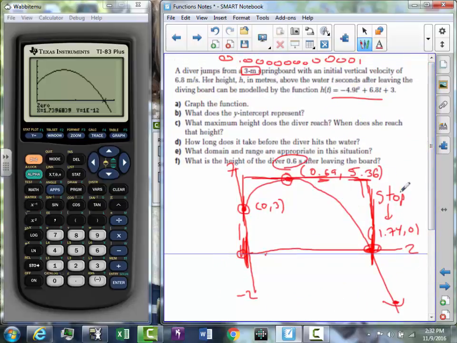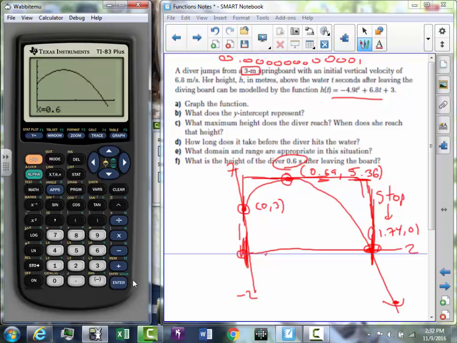Last one. Let's say I wanted you to find the height of the diver 0.6 seconds after leaving the board. Well, all you got to do is find the value after 0.6.